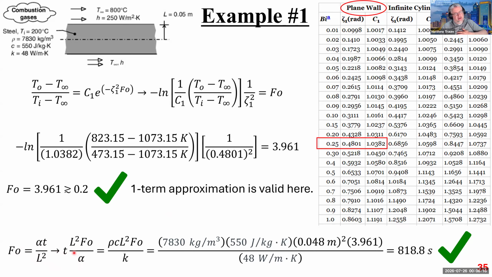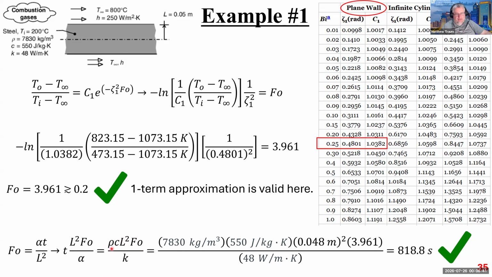it's weird. Why did I do that? Well, oh, I know what I did. Okay. This shouldn't be there, right? I copy pasted this. So it should just say time is equal to rho C L squared times Fourier number over K. So I'm just going to write down to check on that.